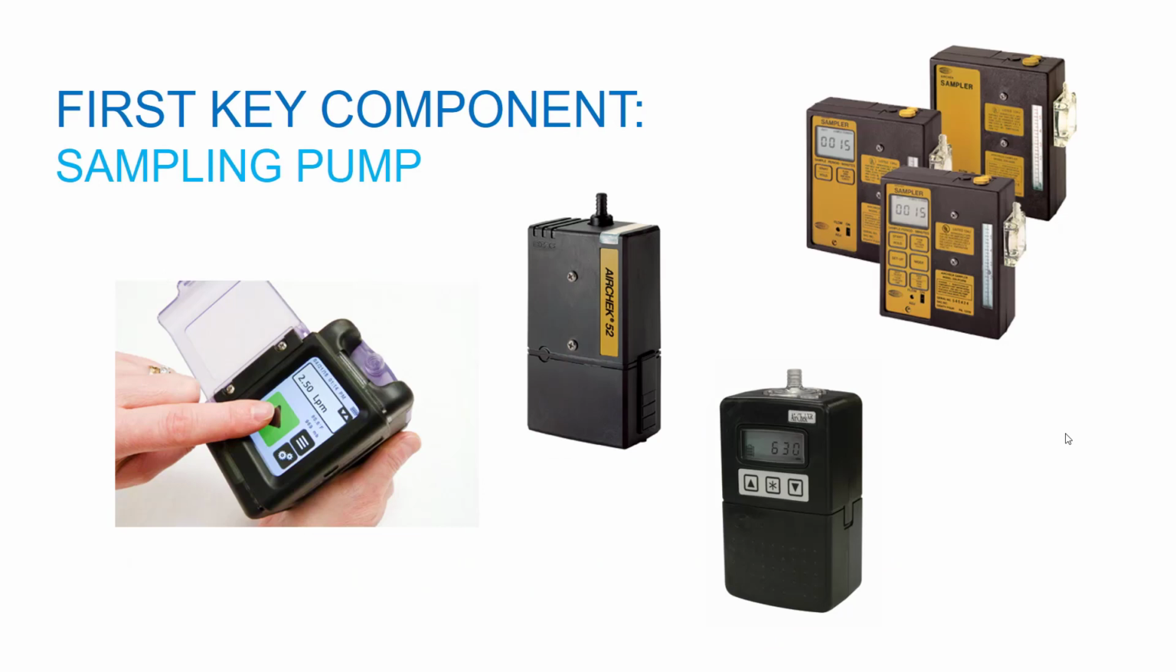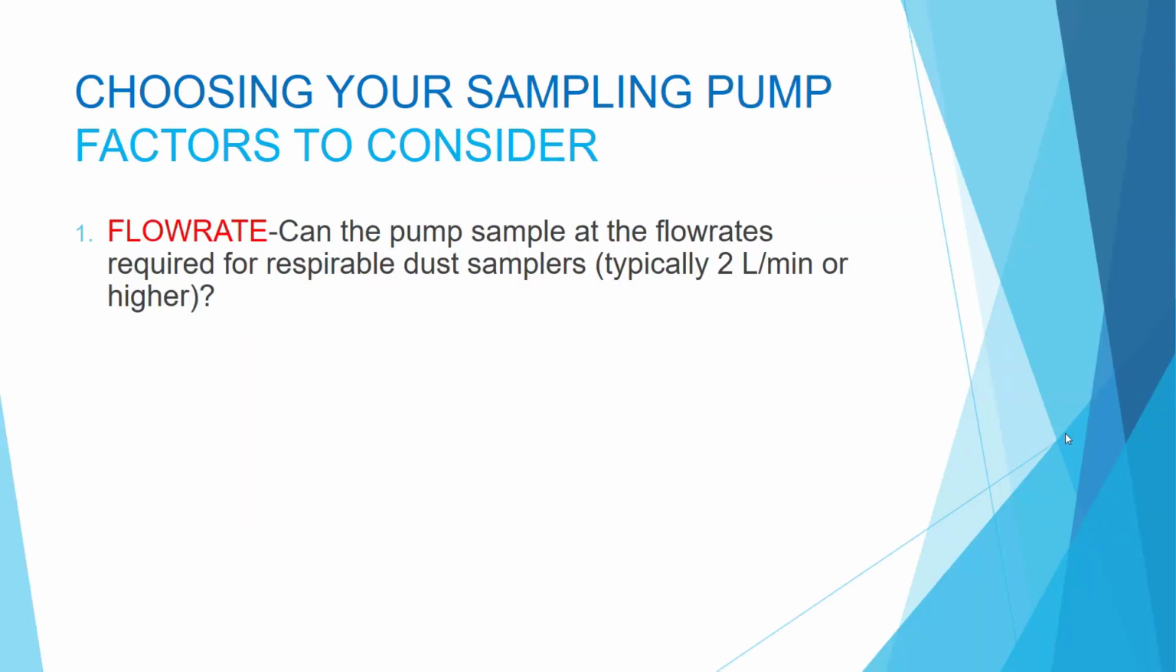Let's now take a closer look at the first key component, the sampling pump. There are a number of sampling pumps on the market with various features and price ranges. So how do you know which one to choose? Here are some factors to consider. The flow rate. Can the pump sample at the flow rates required for the collection of respirable dust? This is typically 2 liters a minute or higher.